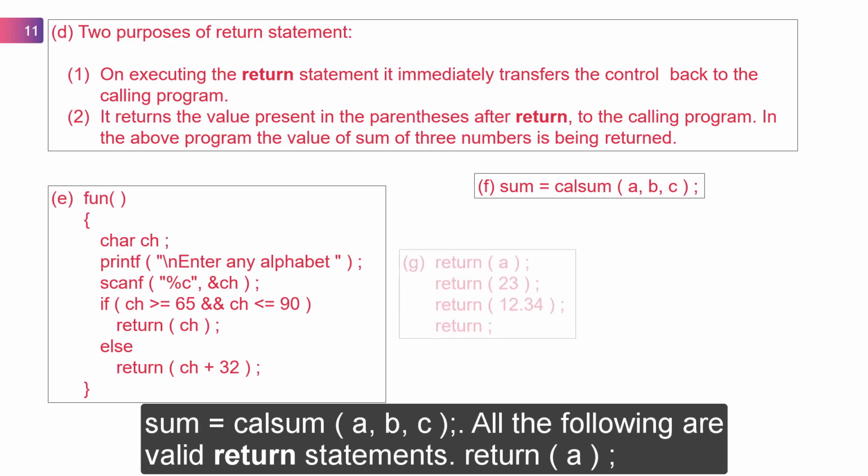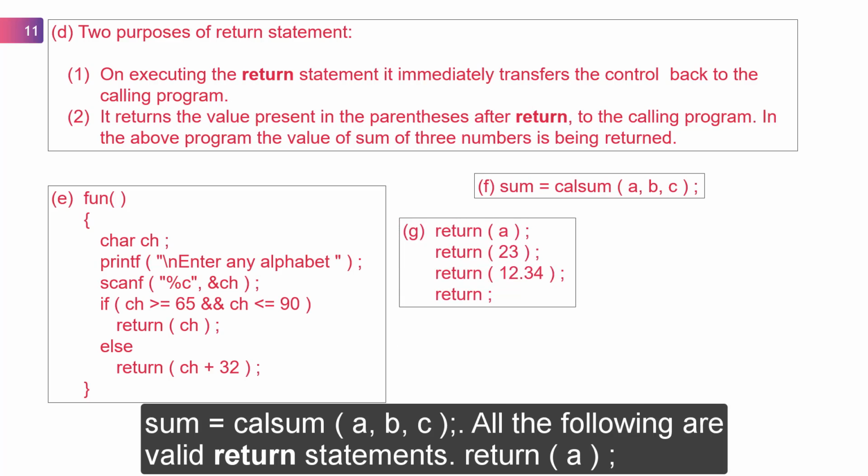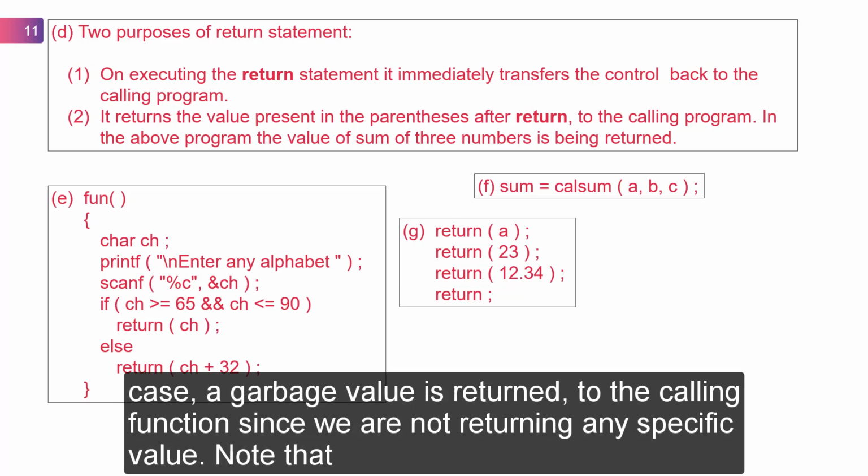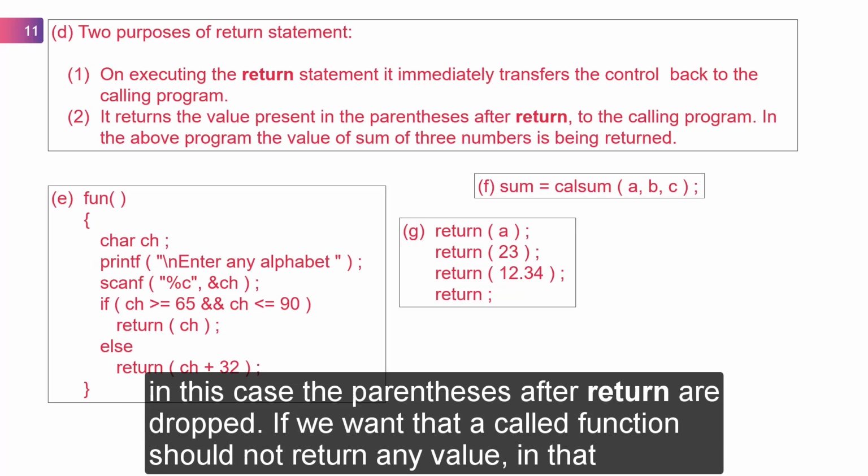All of the following are valid return statements: return(a), return 23, return 12.34, and a return with no parentheses at all. In this case, a garbage value is returned to the calling function since we are not returning any specific value. Note that in this case, the parentheses after return are dropped.